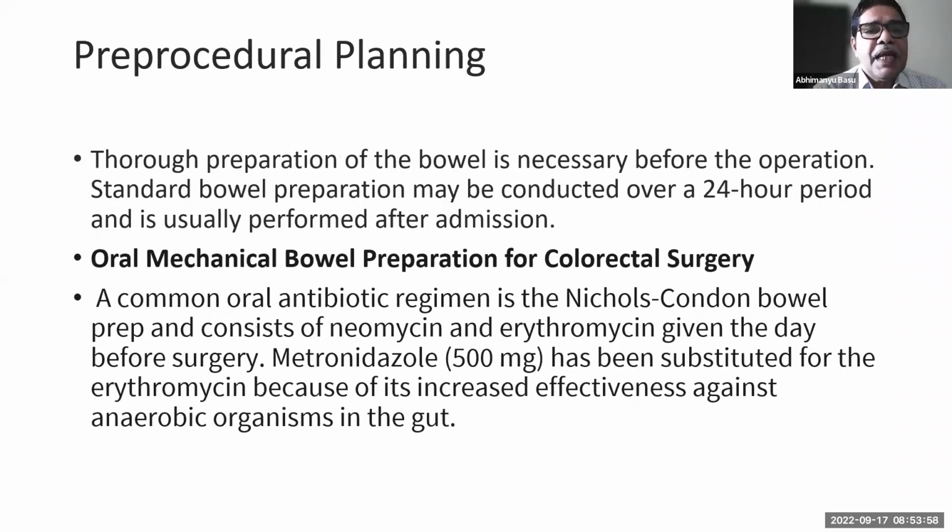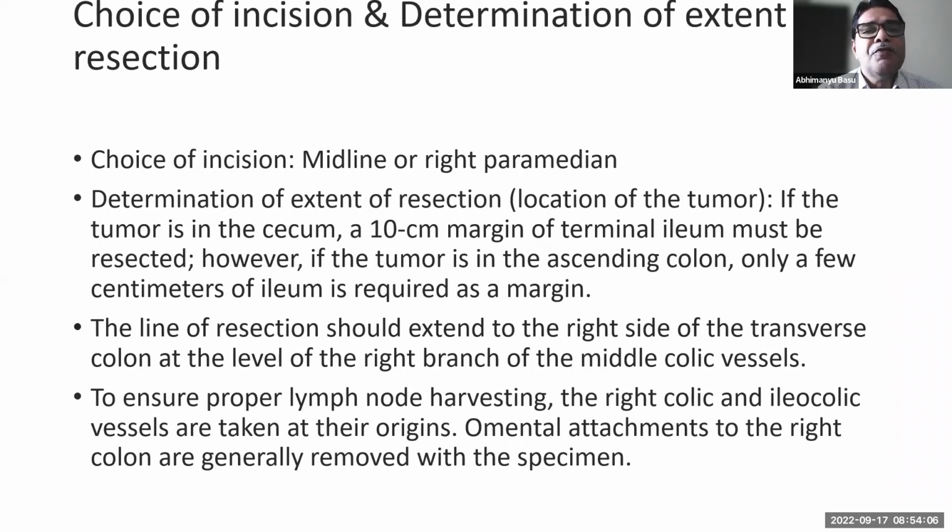So pre-procedural planning, as we already discussed, Nichols-Condon regimen. Choice of incision: midline or right paramedian. Most surgeons prefer a right midline. Very few surgeons do a right paramedian. People say that right paramedian has less incisional hernia. But Sumanto will comment on that. I don't know. Determination of the extent of the resection: location of the tumor is very important.